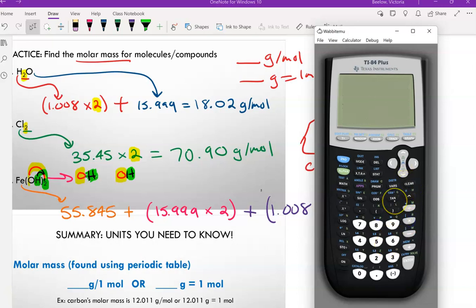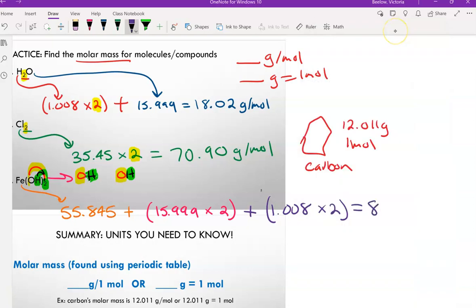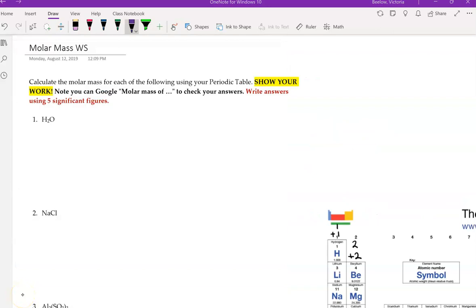So we'll start with our multiplication first. That's where I like to start. So 15.999 times 2 plus, remember, use your parentheses, order of operations, plus 55.845. So 89.8, we're going to round that up to a 6. So 89.86. So I have 4 significant figures, and then your final units are grams per mole. All right, now I'm going to go over some problems in the homework.